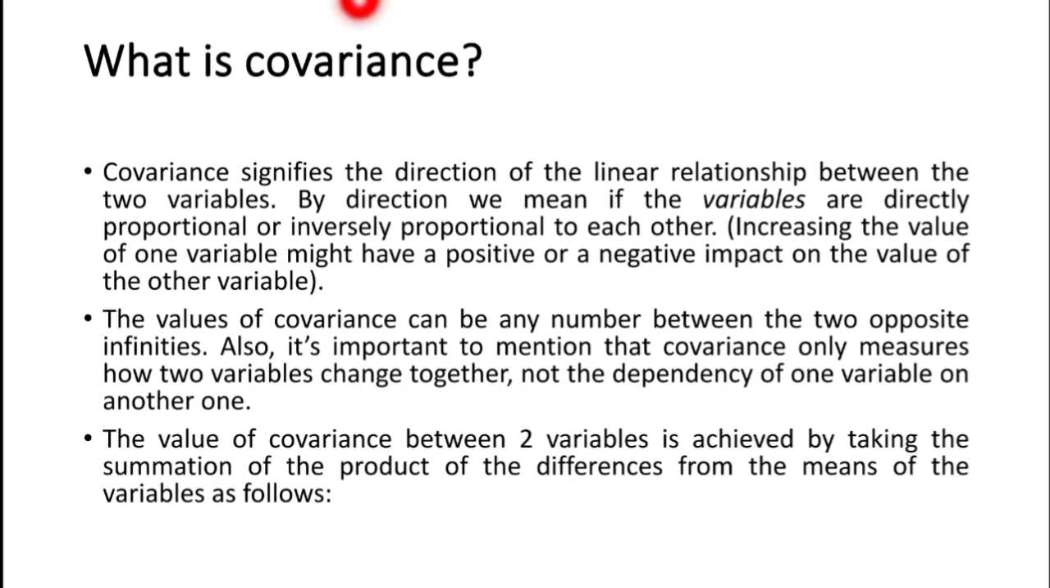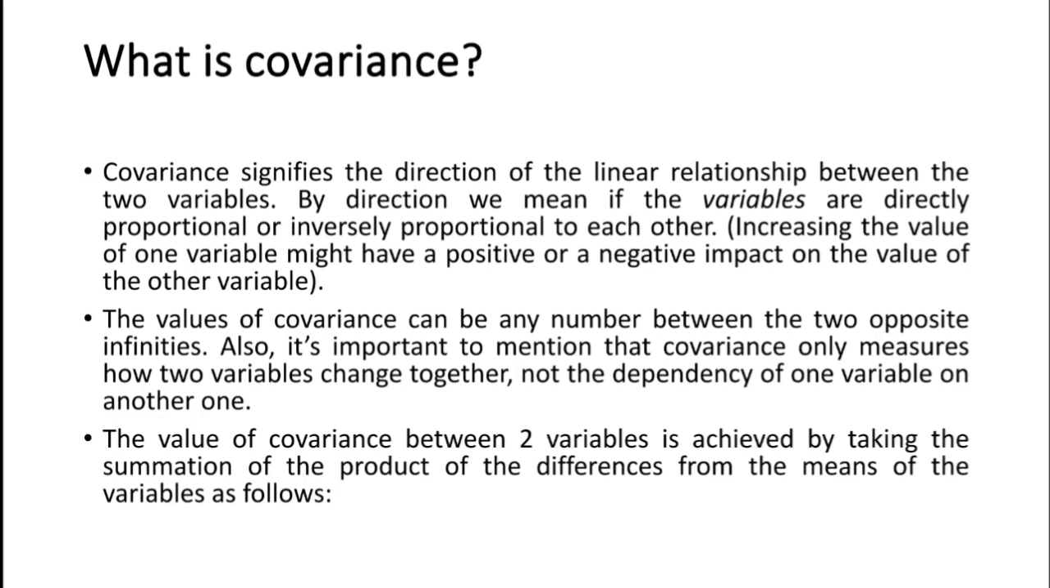And covariance only measures how two variables change together. I already told you, right, not the dependency of one variable on the other one. I'm not going to calculate any dependency, how one variable is dependent on the other variable. No, in covariance I'm just calculating the difference between the two variables, right. So I don't want to confuse you guys.